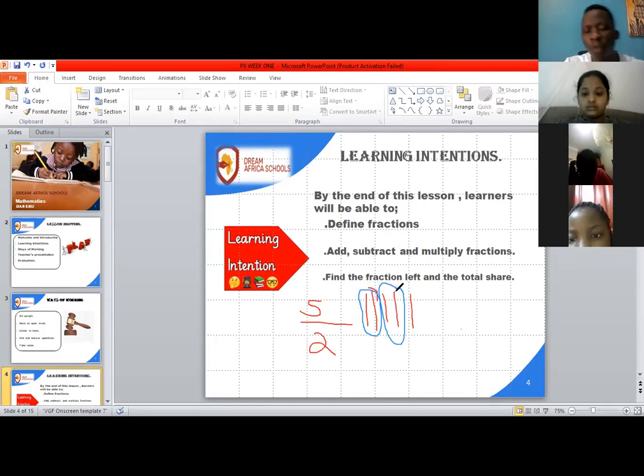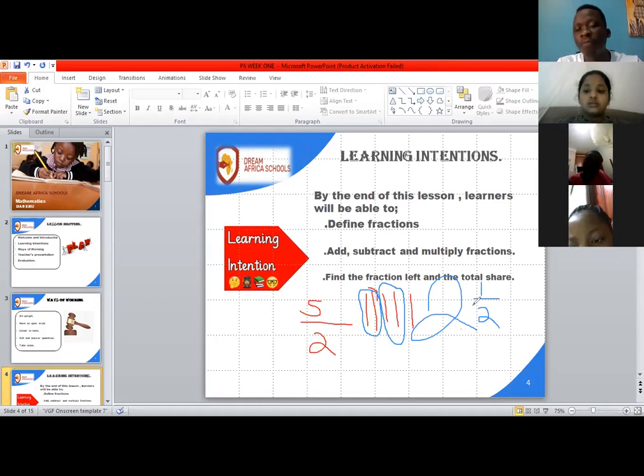The number of full groups will become the whole number, that will be 2. The remainder becomes the numerator divided by the common denominator, which is 2. You get that? And this becomes our mixed number. And we say mixed numbers consist of a whole number and a proper fraction, like you see it there. I hope that is very clear with everyone.